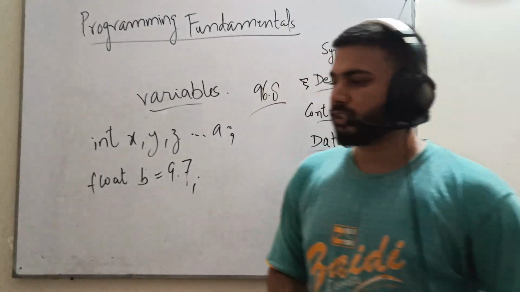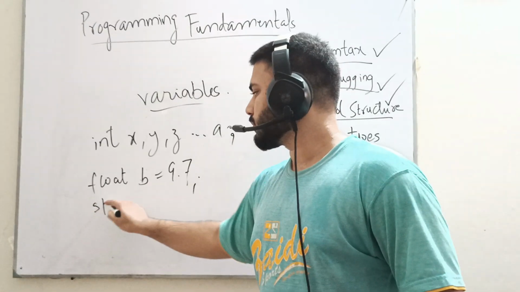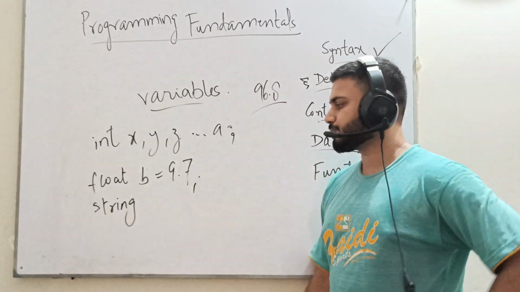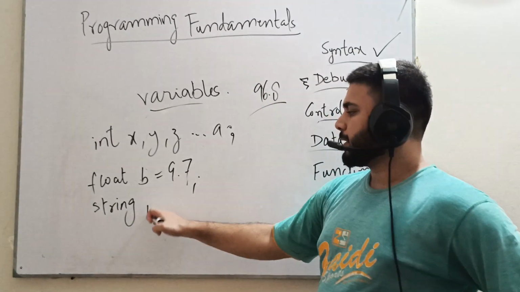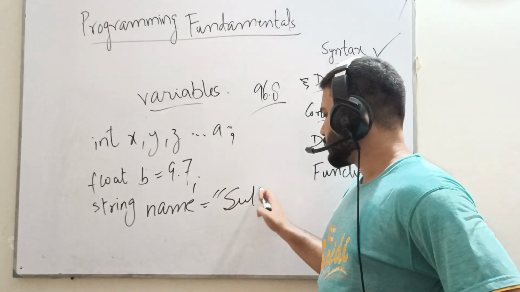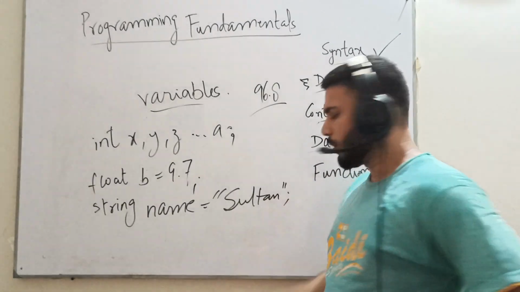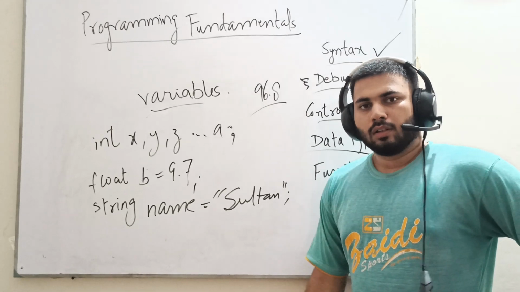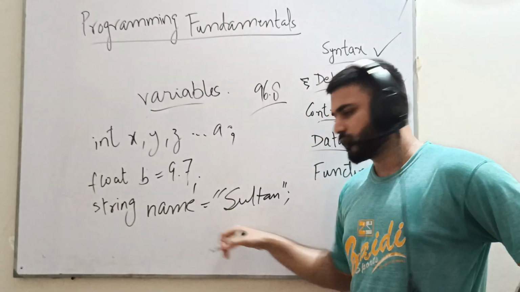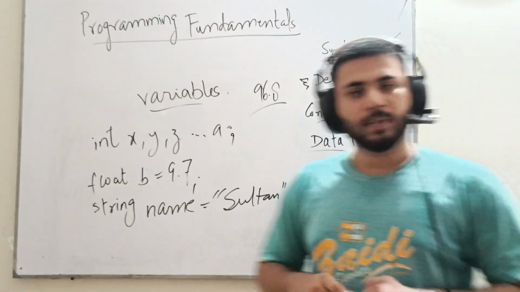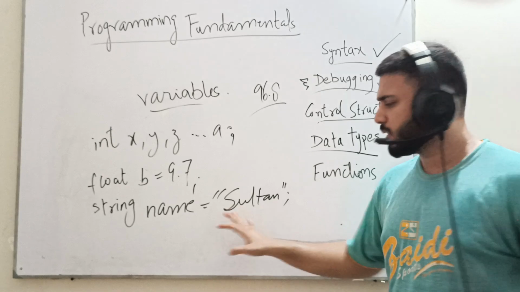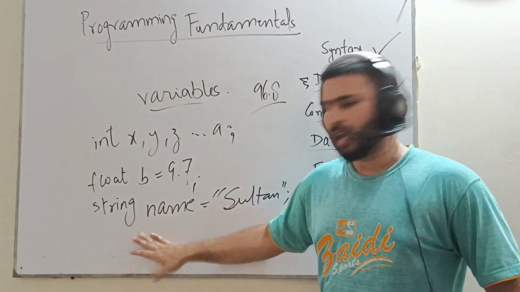Next, what was the next? String. Okay, I want to use string. String name is equal to Sultan. This is used for writing statements, writing a lot of stuff. You can write anything in the code and it will be saved as string, as name.